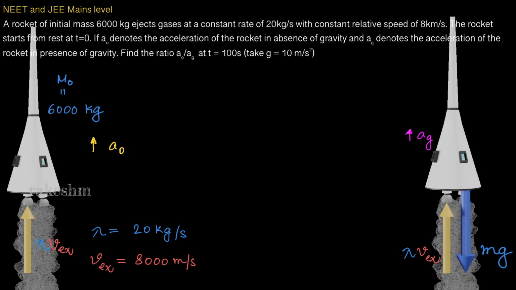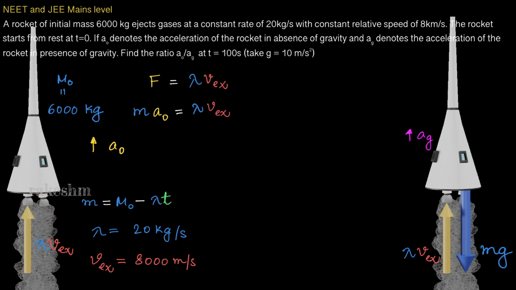So you have thrust force and you have gravitational force, and the acceleration of this rocket is Ag. Find the ratio A0 by Ag at t equal to 100 seconds. So we need to find the ratio of acceleration of these two rockets at t equals to 100 seconds. So the net force on this rocket is capital F equal to lambda into Vx. Only this force is acting.